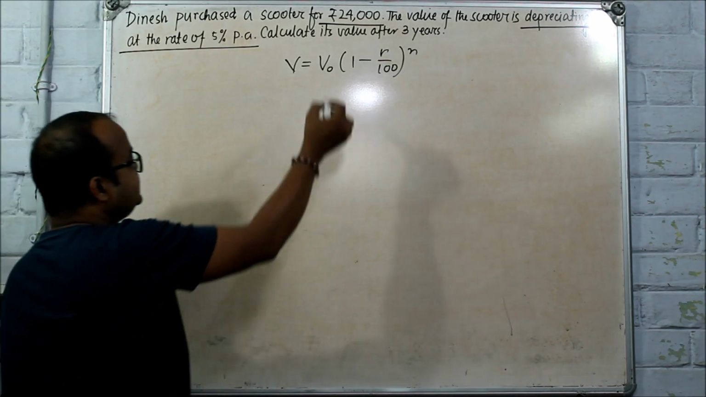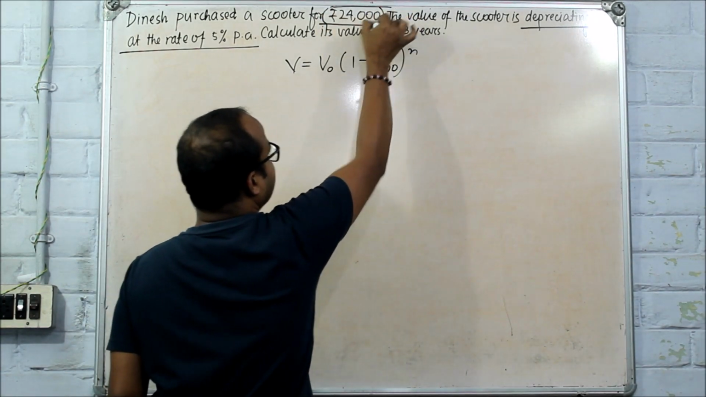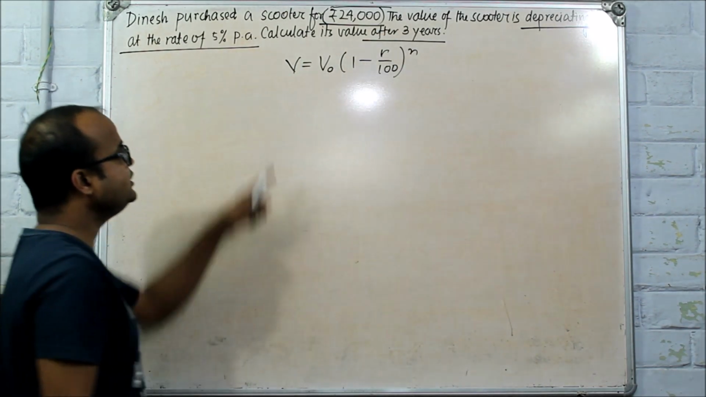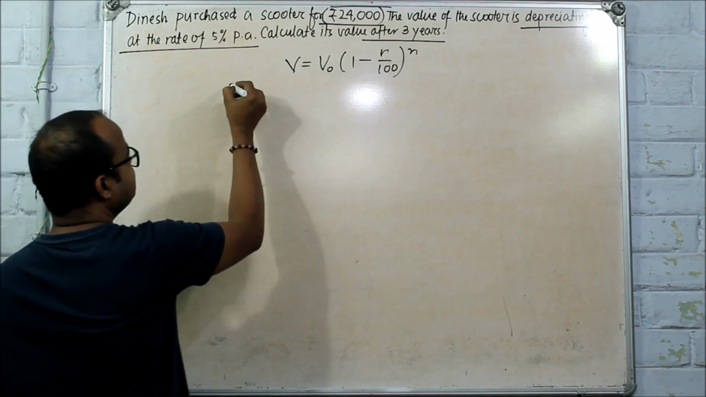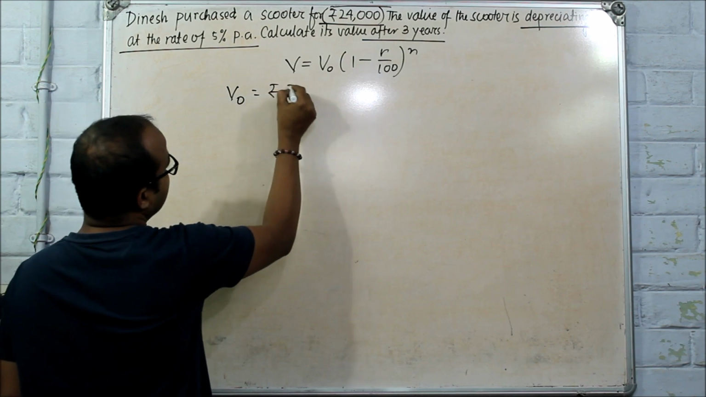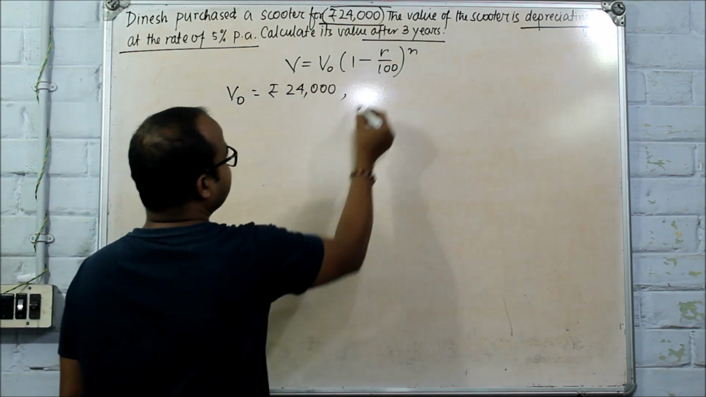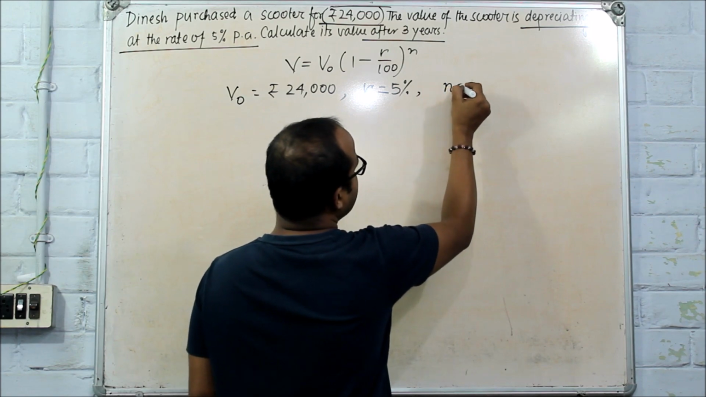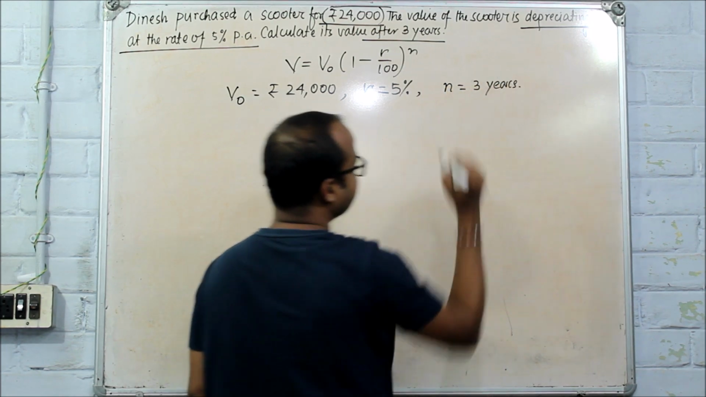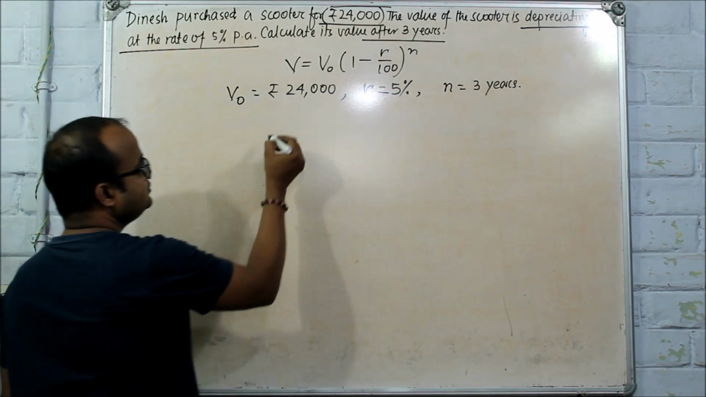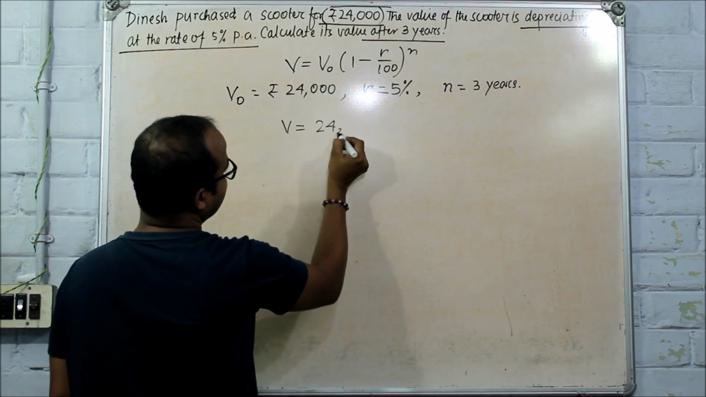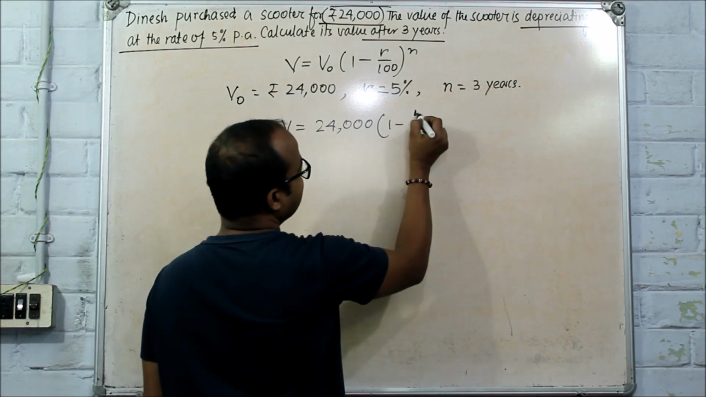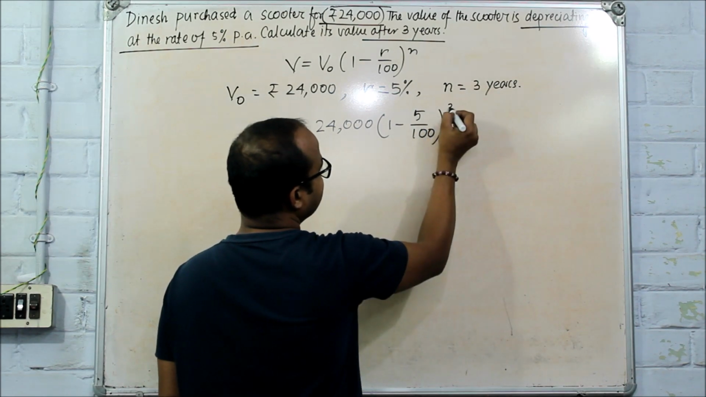Now this value, 24,000, is the current value, and we have to find out its value after 3 years. That means we need to find out V, given that V0 is equal to rupees 24,000. Rate of depreciation is given as 5% per annum and n is equal to 3 years. So V is equal to V0, 24,000 (1 minus R by 100), R by 100 means 5 by 100, to the power 3.